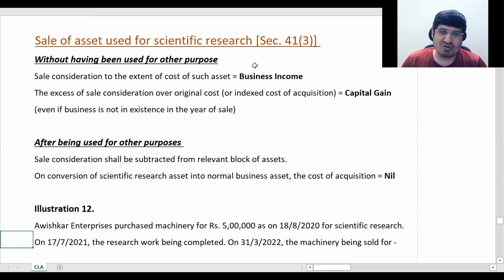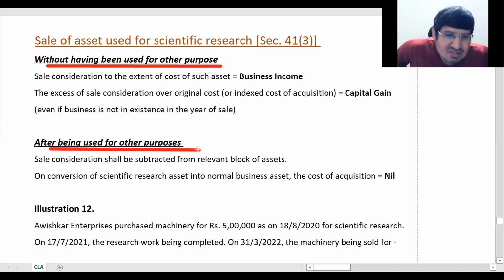is if you have used it for another purpose, without having used for another purpose, or after being used for another purpose. So after your scientific research use has ended, okay, what can you do? You can bring that to your own business. That asset, you can bring it back to your own business, correct? Because scientific purpose is over now. Okay, so one is without having been used for another purpose. You have sold it. That means after your scientific research period is over, you have just sold it directly. You have not brought into your business.